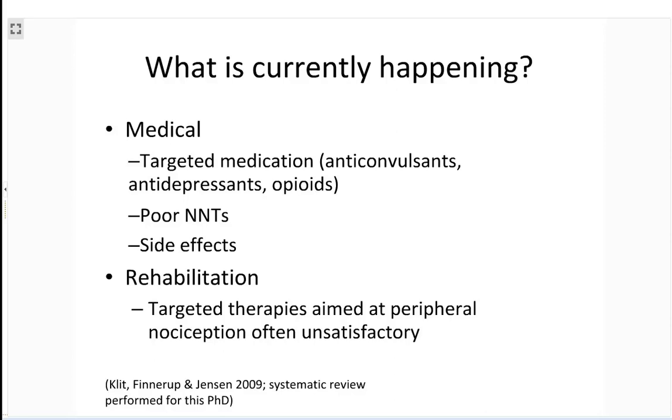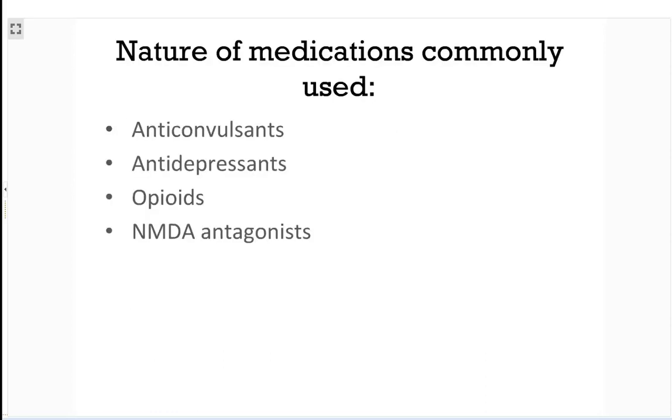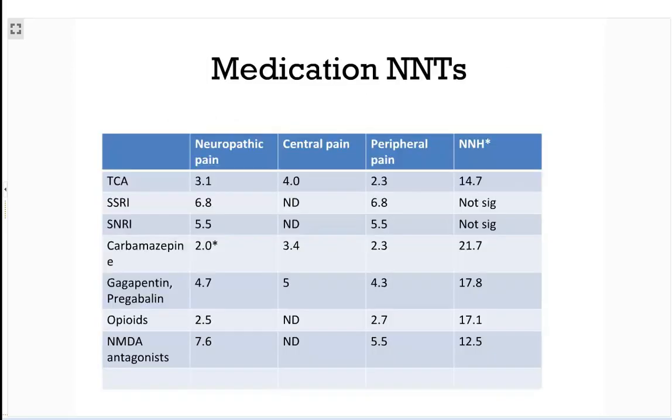Rehabilitation strategies that traditionally have targeted pain from a peripheral nociception perspective have not produced very satisfactory results. As I've mentioned, medications that are used commonly are these top two: anticonvulsants and antidepressants are your front line. If we quickly look here at these numbers needed to treat and look at this central line here, the central pain and general neuropathic pain numbers, we can see that there are a number of areas that we don't have data on for some of these medications.